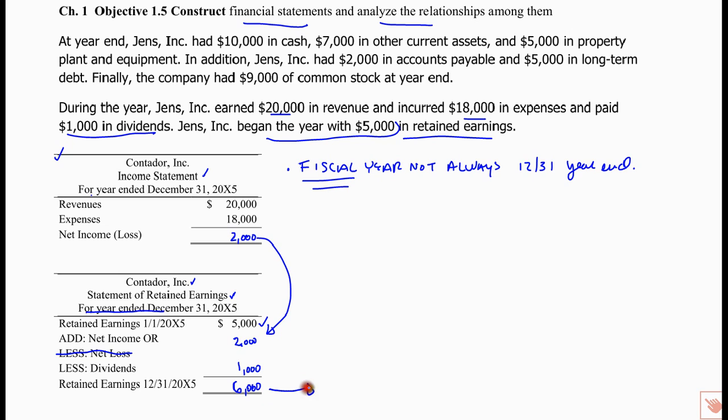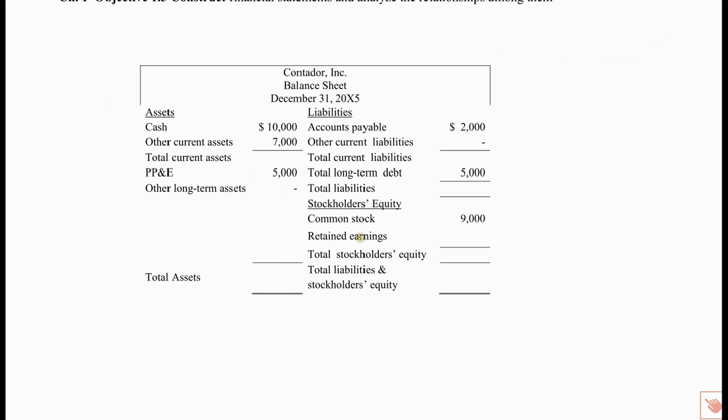So now we're going to take this to the balance sheet. And this is the relationship among the financial statements. So we come down here. We have 6,000 in retained earnings. Let's see what else we have. Up above, it told us we had 10,000 in cash, 7,000 in other current assets, 5,000 property, plant, and equipment. So total assets are going to be 22,000.